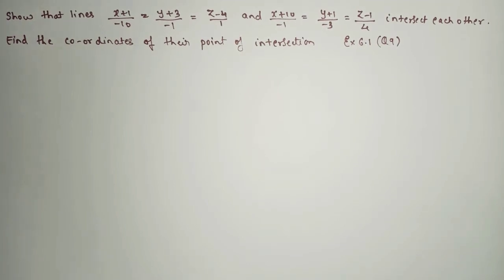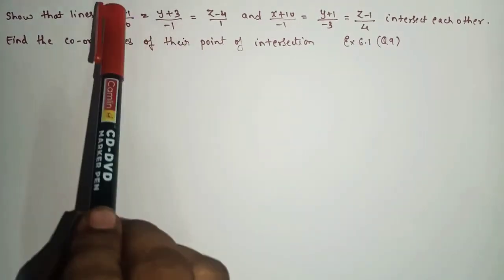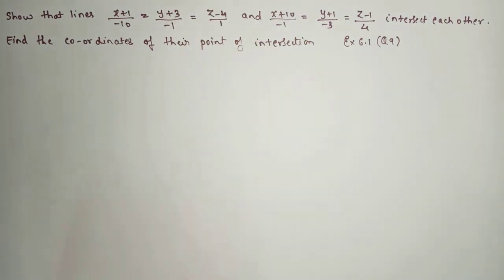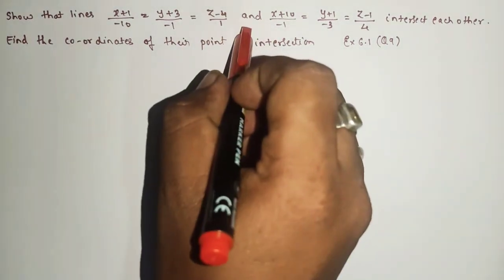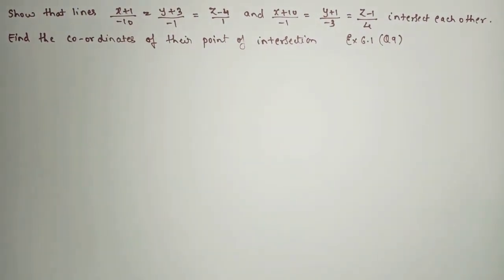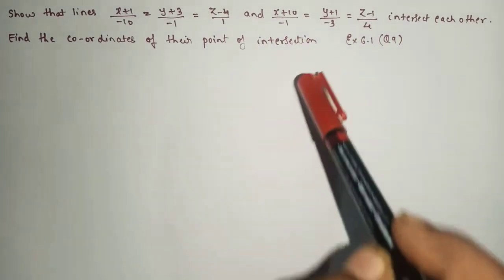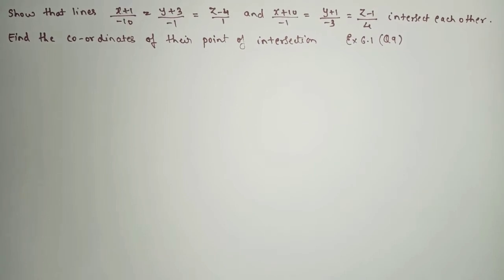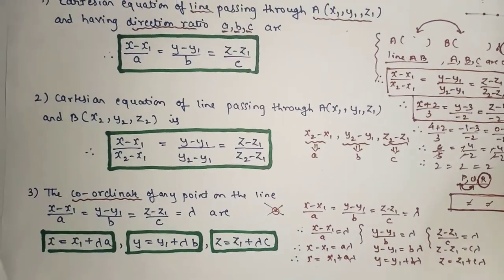Okay, and as here we have two Cartesian equations, (x plus 1) upon minus 10 equals (y plus 3) upon minus 1 equals (z minus 4) upon 1, and (x plus 10) upon minus 1, (y plus 1) upon minus 3 and (z minus 1) upon 4, which intersect each other, then you have to find the coordinates of their point of intersection.